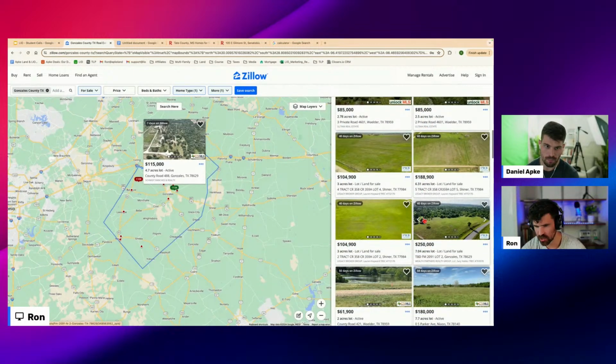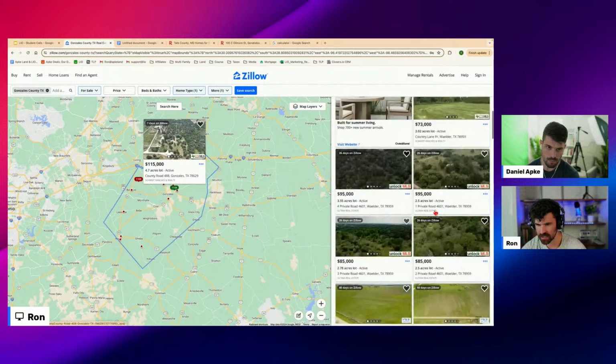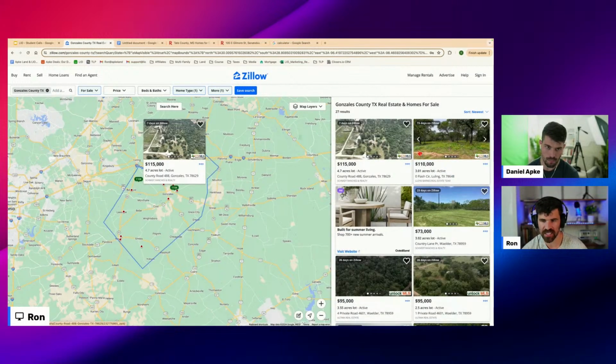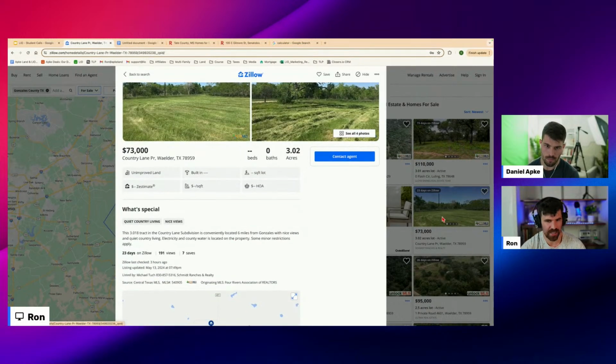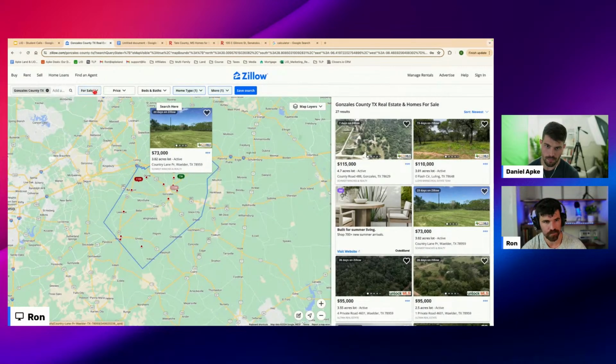Going down the for sale list, Dan, there's really nothing else jumping off the top of my head. I'm trying to look for 4, 5, 6 acre comps. These 3 acre ones, you can look at them and see what's going on, see the interest, but it's really not the same acreage as 5 acres, in my opinion.